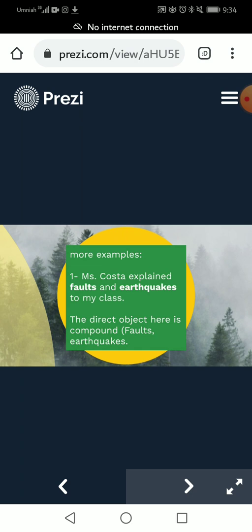Now, for more examples, Miss Costa explained faults and earthquakes to my class. Now, in this sentence, we have the action verb explained. After explained, faults and earthquakes receives the action. So the direct object here is compound because we have faults and earthquakes.